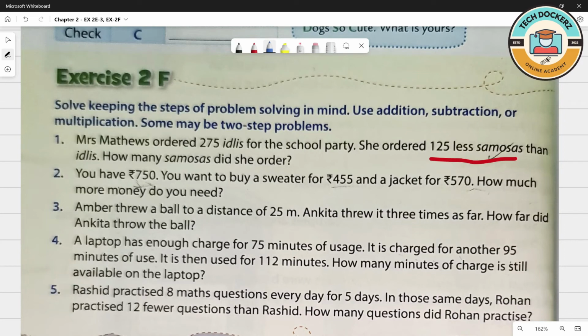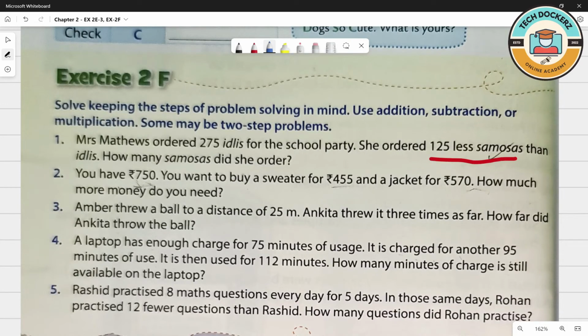Question number 4. A laptop has enough charge for 75 minutes of use. It is charged for another 95 minutes of use. It is then used for 112 minutes. How many minutes of charge is still available on the laptop?